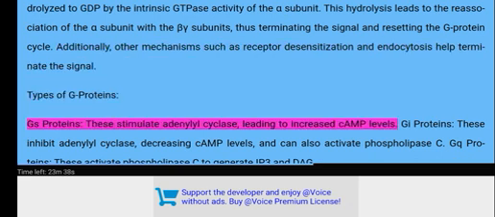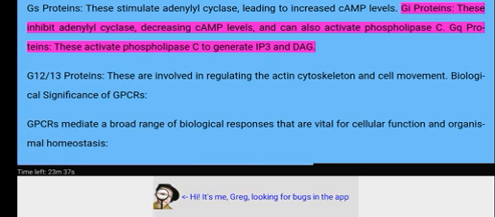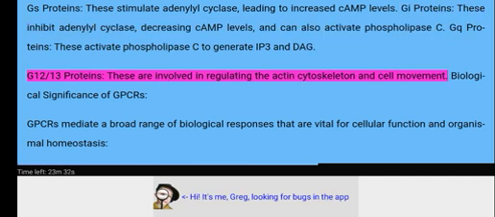Types of G proteins. Gs proteins: these stimulate adenylyl cyclase, leading to increased cAMP levels. Gi proteins: these inhibit adenylyl cyclase, decreasing cAMP levels, and can also activate phospholipase C. Gq proteins: these activate phospholipase C to generate IP3 and DAG. G12/13 proteins: these are involved in regulating the actin cytoskeleton and cell movement.